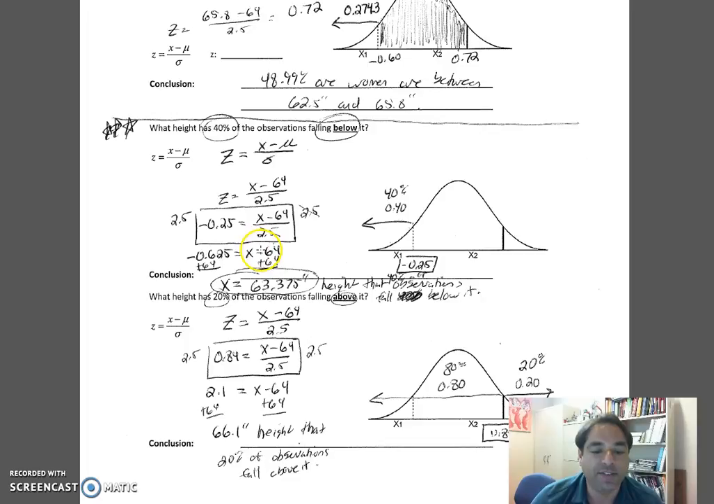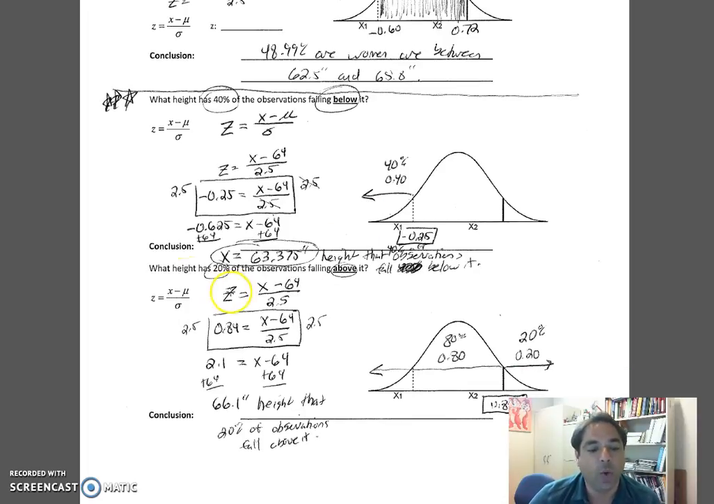To isolate the x, to get rid of minus 64, we add 64, which gives 0. If I add 64 to this side, I add 64 to this side. So negative 0.625 plus 64 gives us the height of 63.375 inches. So the height that has 40% of the observations falling below it would be 63.375 inches. So if you are 63.375 inches, 40% of women are shorter than you. Okay, and again, a little backwards, but let's try another one.